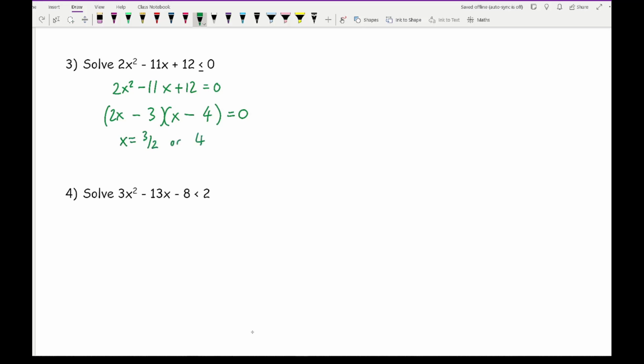So from this, what I then need to do is my sketch. Again, if I used the quadratic formula, I should have ended up with those two values, and if you wanted to write 1.5, it's entirely up to you. So again, drawing my horizontal line, it's going to be a positive parabola.